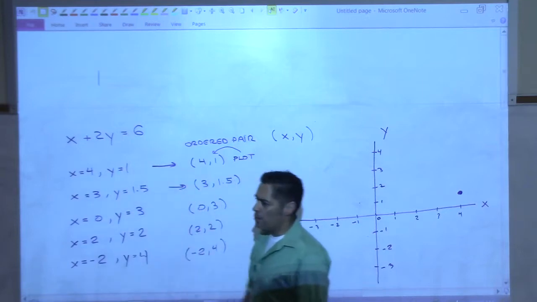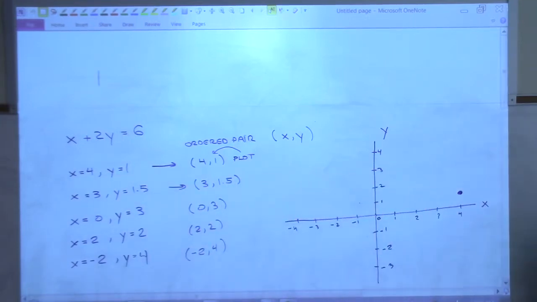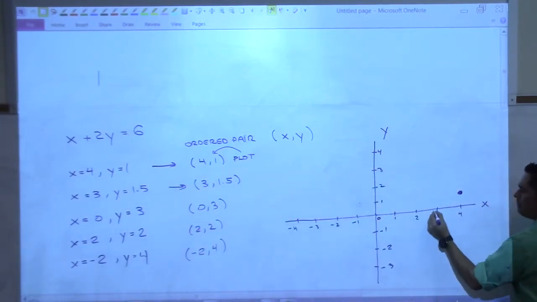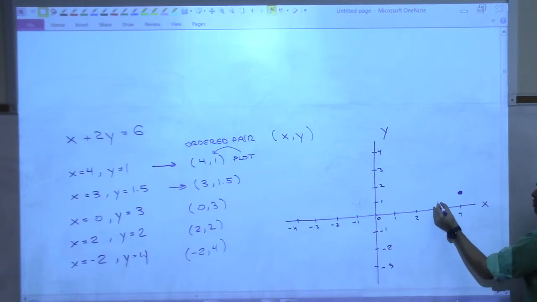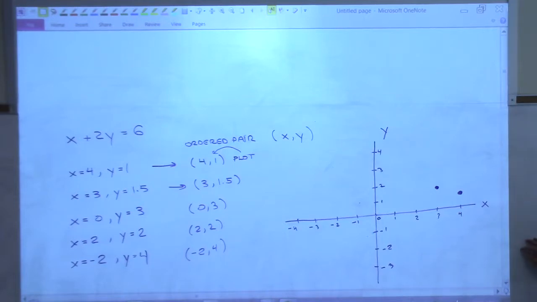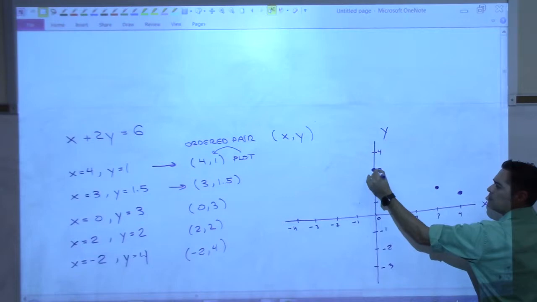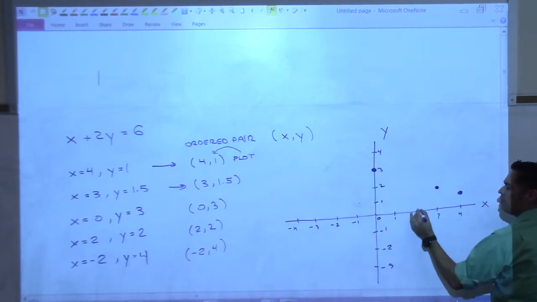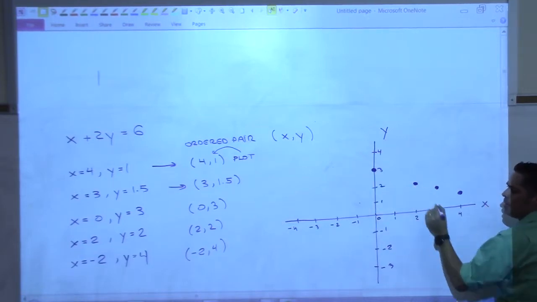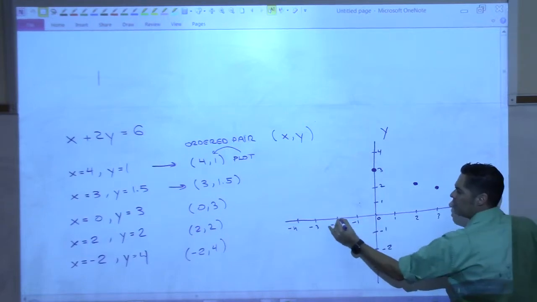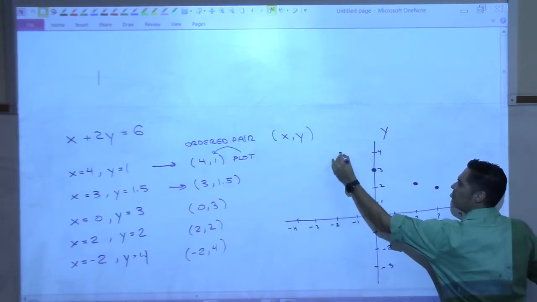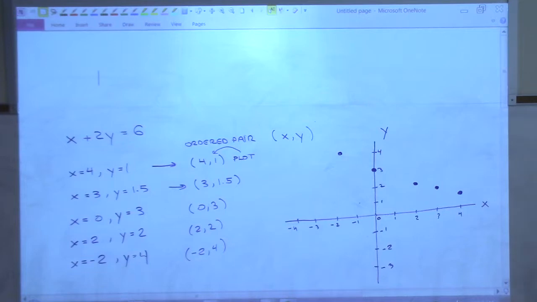And then we do that for every single point. So next one would be go out 3, right? And then up 1.5, which would be about right there. The next one was 0, 3, here. 2, 2, 1, 2, up 2. And the last one we did was negative 2, 4, 1, 2, 3, 4. Now, that's supposed to be a straight line, but, close enough? Is it convincing enough to you?